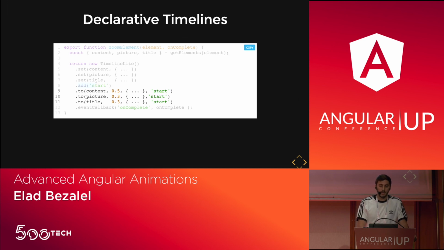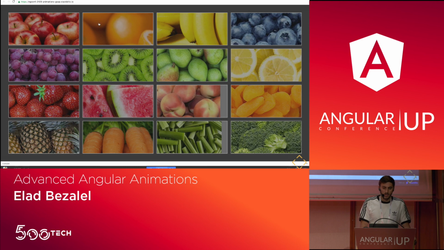And I can add as many labels as I want along the way, and then I can sequence multiple animations and affect multiple elements along the time. And then on the end, I can just call a callback. Let's say I wanted to show an alert or do some other animations when I'm done. So let's see how it goes.